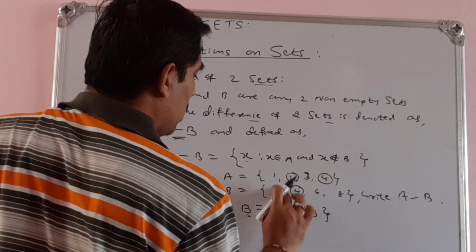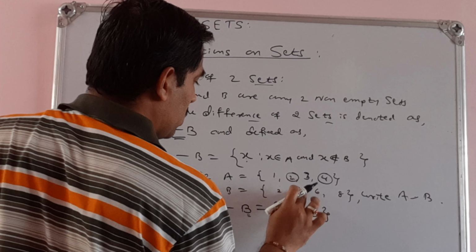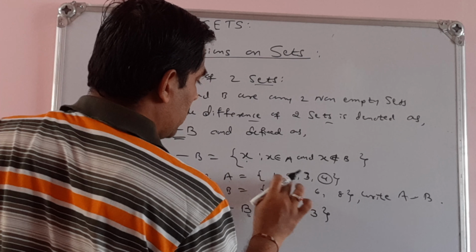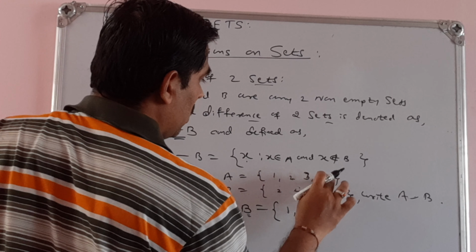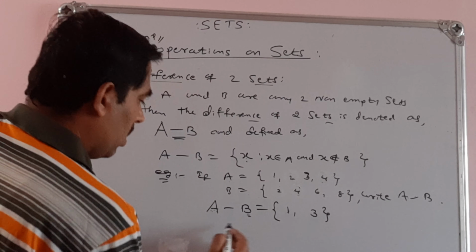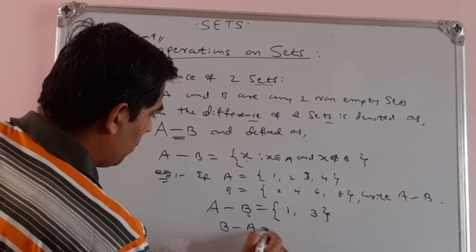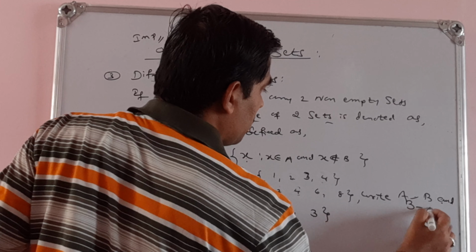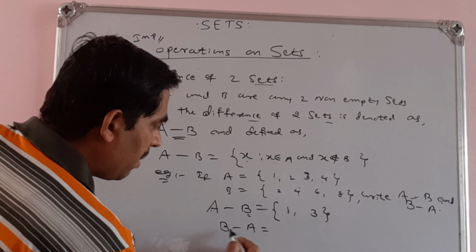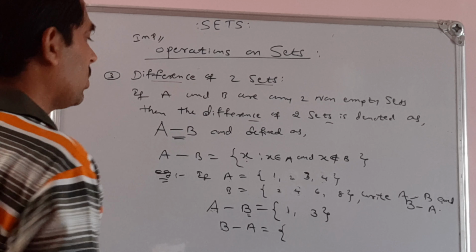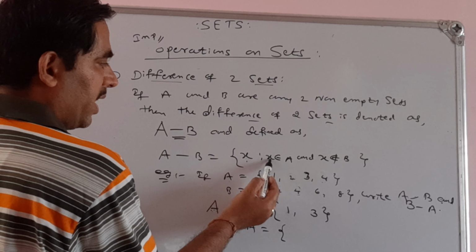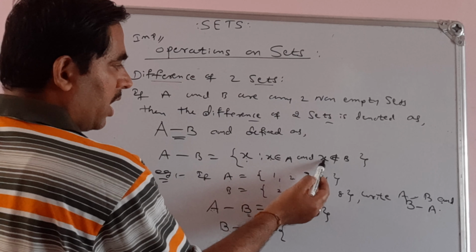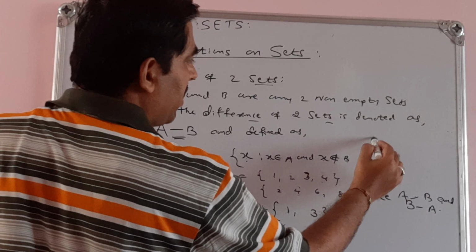So let me remove this and show it once again. If we want to find B minus A, so we found A minus B, and let me attach this B minus A. Now let us see what happened. This is A minus B: the first element belongs to the first set and that element does not belong to the second set. Now B minus A.